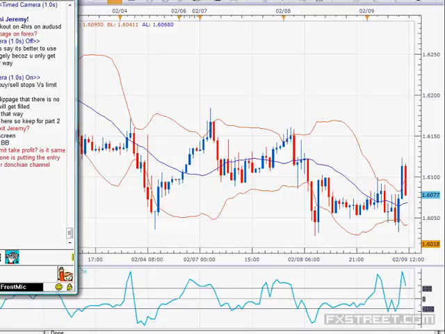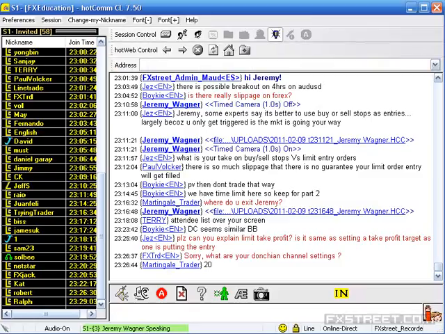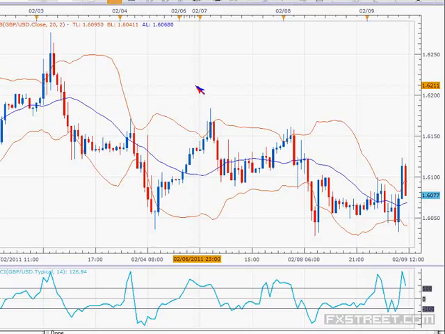Jess says, can you please explain the limit take profit? Is it the same as setting a take profit target as one's putting on the entry order? Yeah, when you are establishing a take profit order on your platform, that is essentially a limit order, a limit exit order. So you could have a limit entry order, you could have a limit exit order. Essentially, a limit order is an order placed at a better price than where the current market is trading.